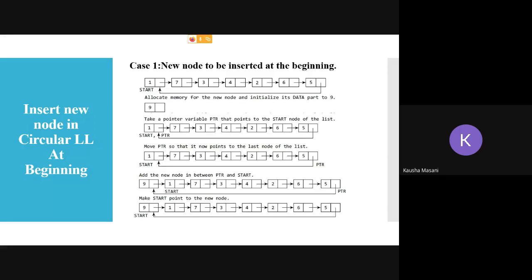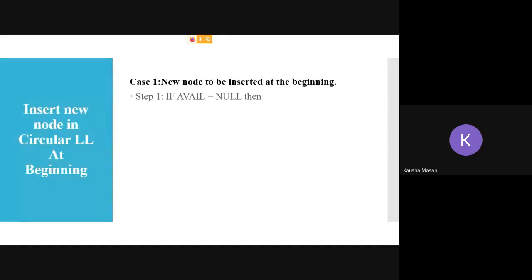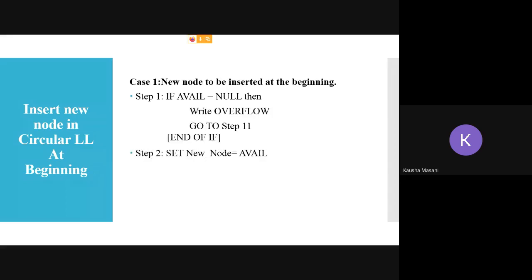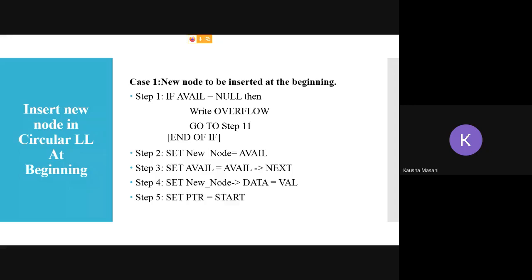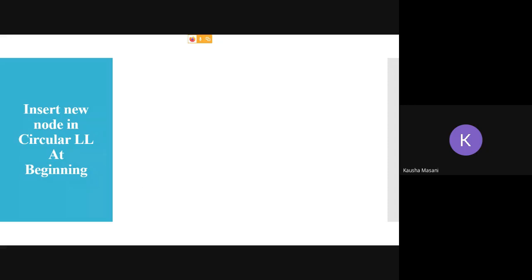Okay, let's see the algorithm. Very first thing, you need to check that memory is allocated or not. I told you very well how you are going to check when we were discussing the single linked list. So those steps will remain the same. Steps number 1, 2, and 3, if you can remember. Once you allocate the memory to the new node, you are going to give the data part, some value. Now you need one pointer PTR. PTR equal to start.